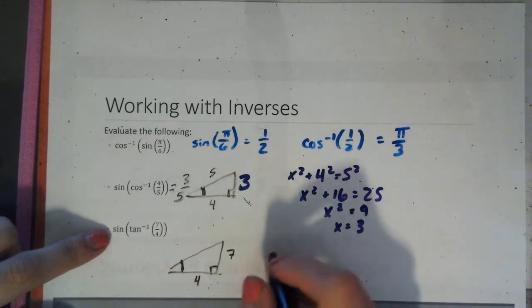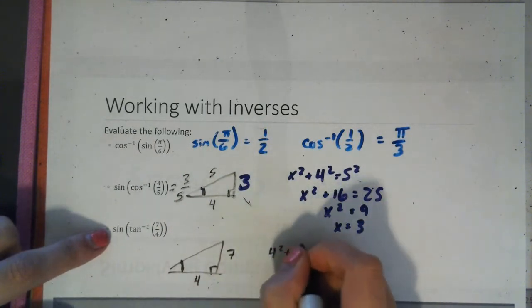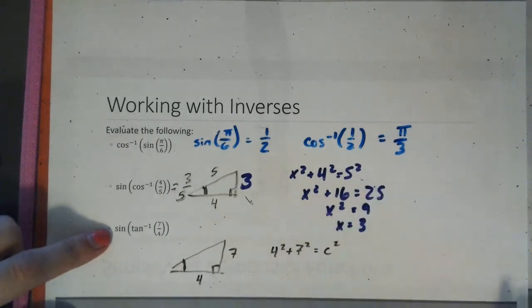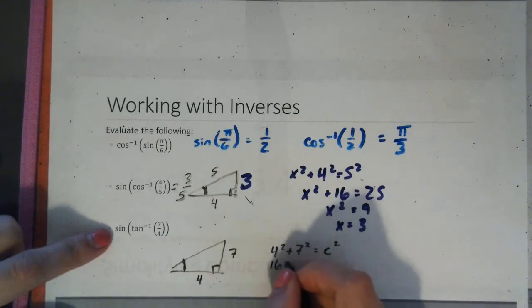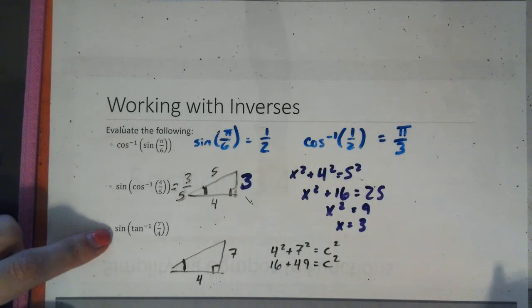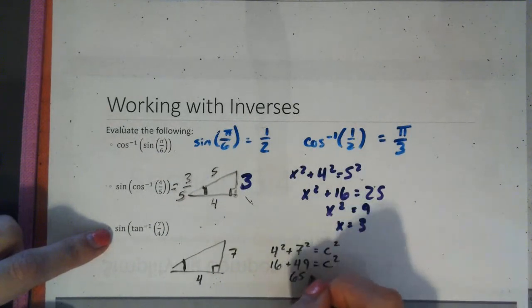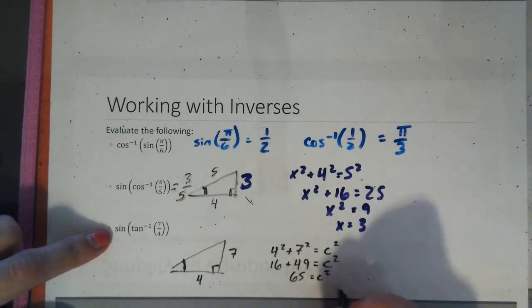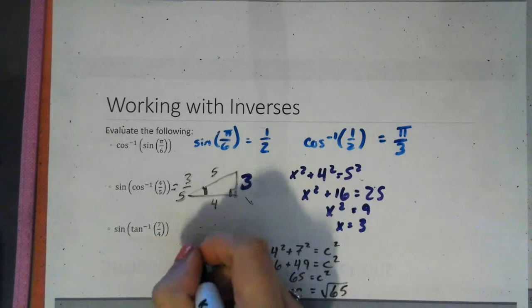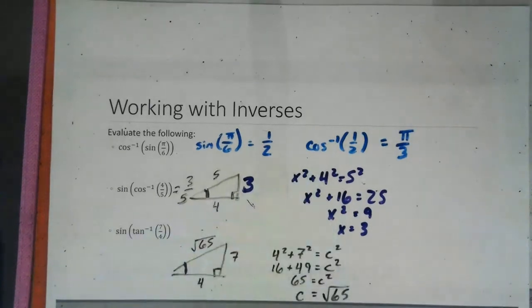I'm going to use the Pythagorean theorem again. 4 squared plus 7 squared is equal to, I'll just call it C because it's the hypotenuse. That'll be 16 plus 49 is equal to C squared. So that's going to be 65 is equal to C squared. If I square root both sides, I get C is equal to the square root of 65. I'd really get plus or minus the square root of 65, but since it's a length, we're going to go with the positive. So this is the square root of 65.